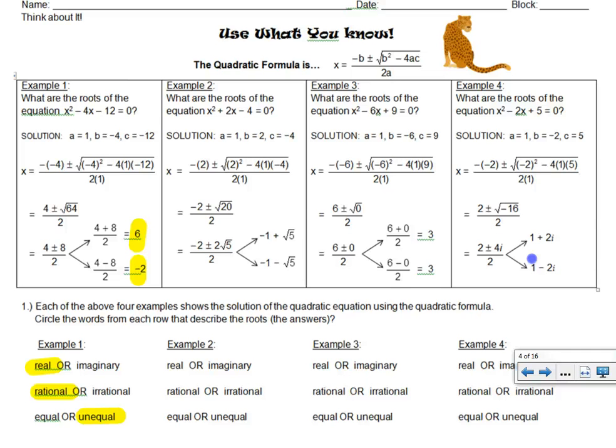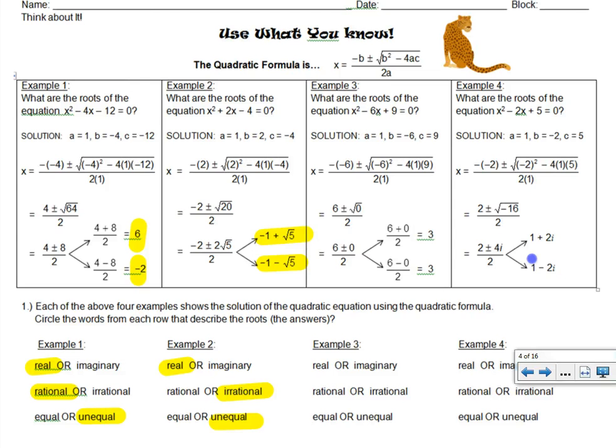Example 2. We got -1 plus radical 5 and -1 minus radical 5. Those answers are still real numbers, but they're definitely not nice numbers. They're irrational. And they are two different answers. That makes them unequal.